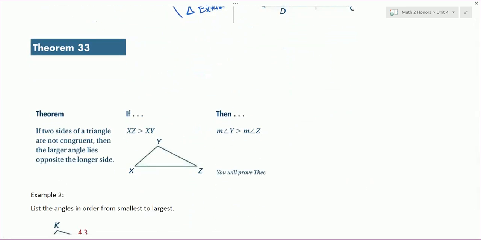Theorem 33: If two sides of a triangle are not congruent, then the larger angle lies opposite the larger side. Here we're saying XZ is greater than XY. Let me put in some numbers. Say the length of XZ is 100, and that's greater than the length of XY, which is 80. Then the angle across from 100, which is angle Y, has got to be bigger than the measure of the angle across from the 80, which is angle Z. That's what it states. Let me show you an example of this.